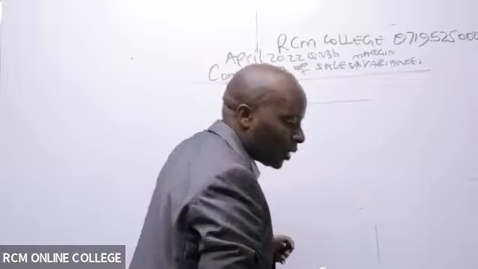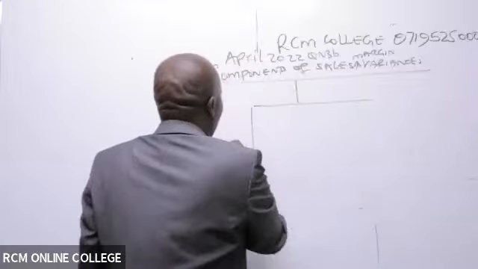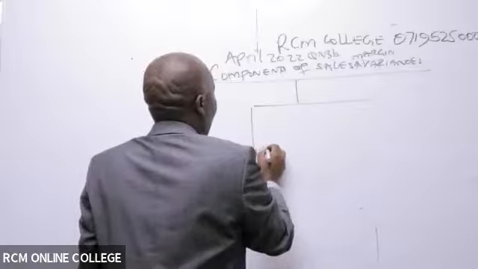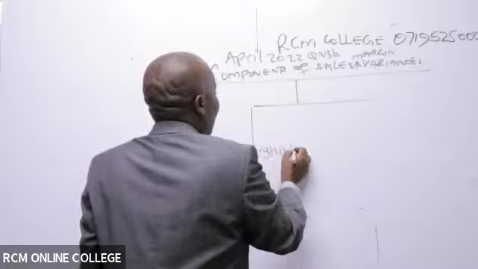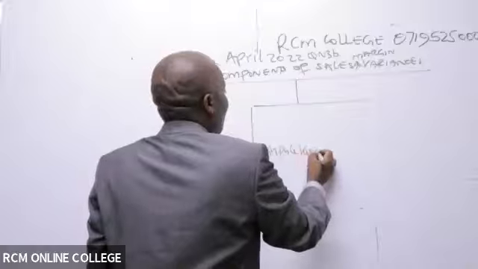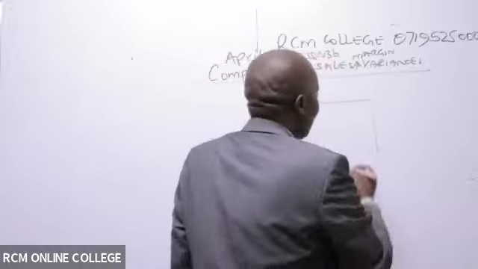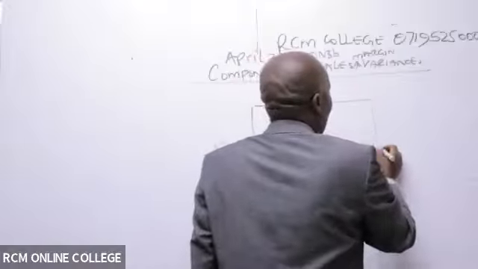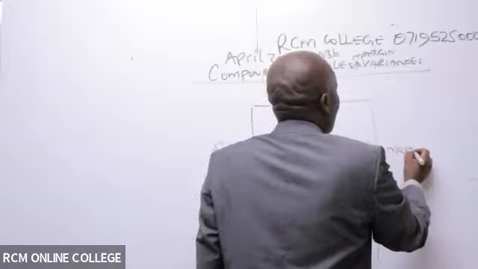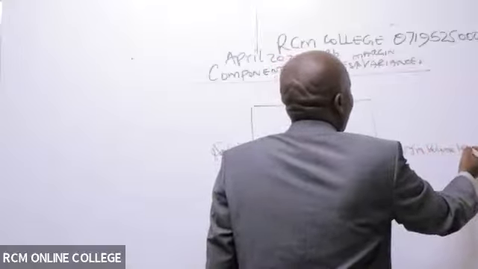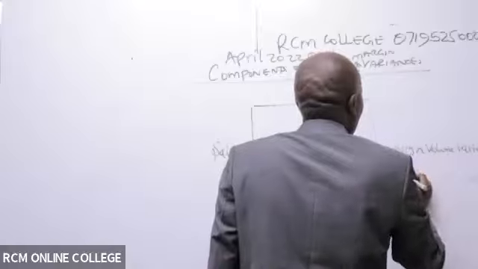So the first component is called the sales margin price variance. And then we have the sales margin volume variance. My pen is not the very best, but we shall overcome.